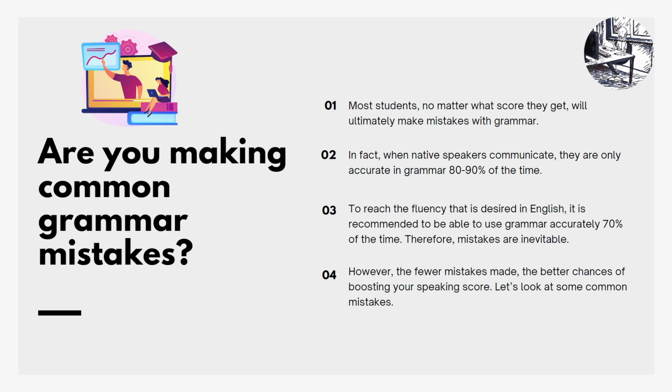As I said in previous lessons, if your grammar is preventing the examiner from understanding you, that's when it becomes more of a problem. However, the fewer mistakes made, the better chances of boosting your score. So if you are thinking of 7, 7.5, 8, then of course we don't want to be making too many grammar mistakes. We want at least 70% accuracy, which is not easy to achieve, but if you can, then obviously you will be happy with your grammar score.